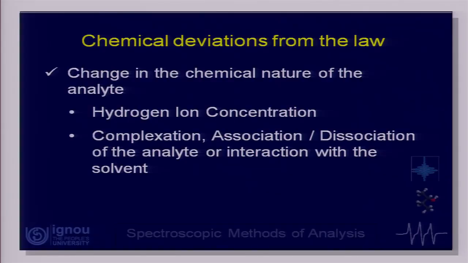And a second possibility is that if there is an association of analytes, or a dissociation, where one analyte breaks down into a larger number of species, then again there could be deviations, or there is a complex formation. So, all these can lead to a change in the chemical nature of the absorbing species, and as a consequence there are deviations from the law. Okay, let us take up some examples here.